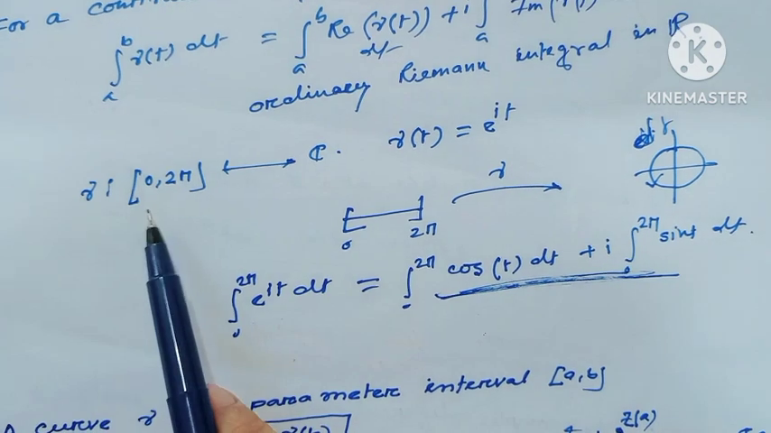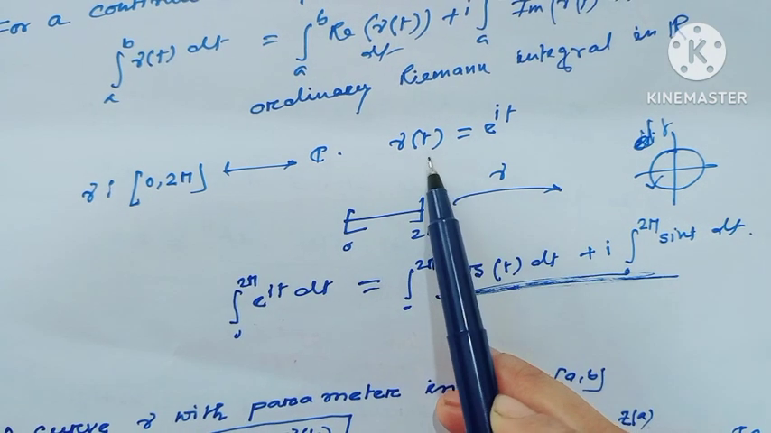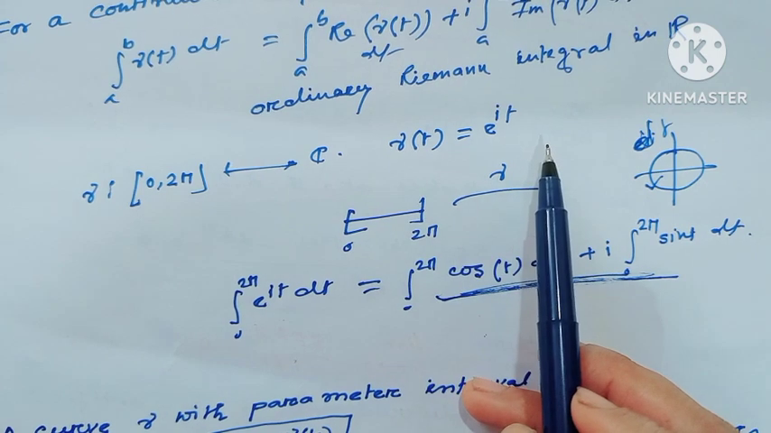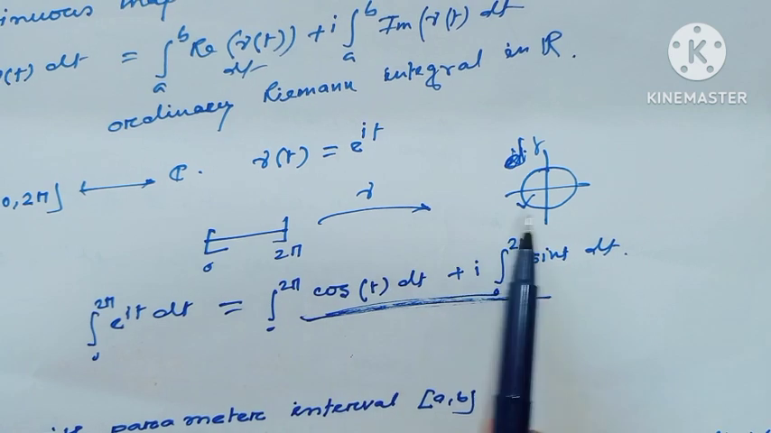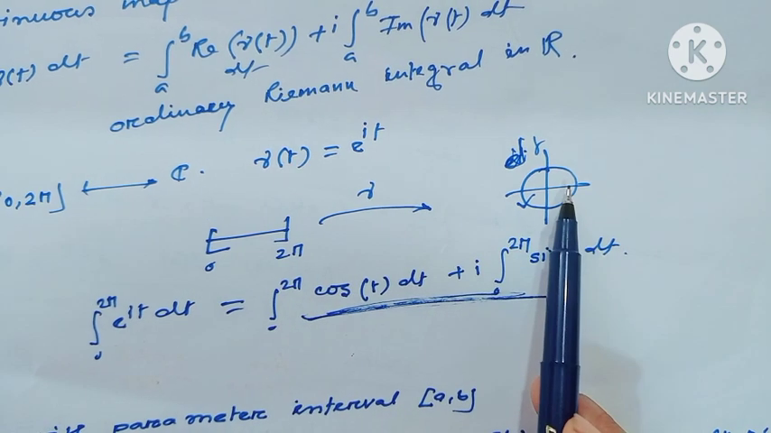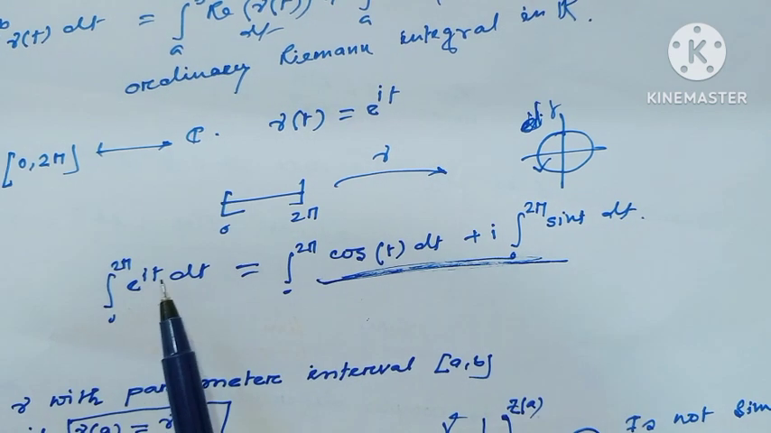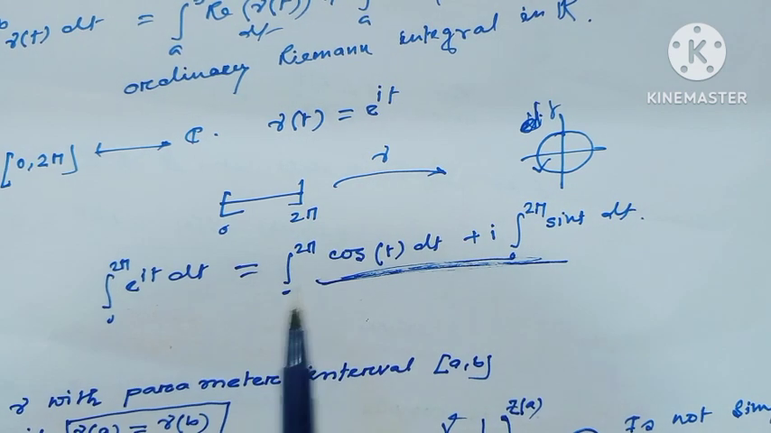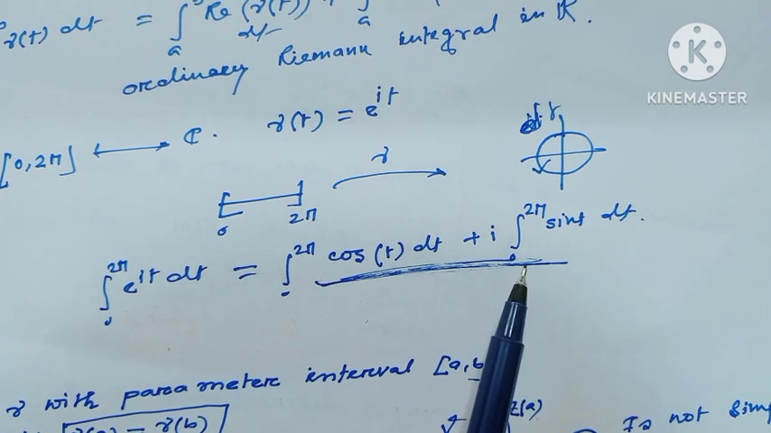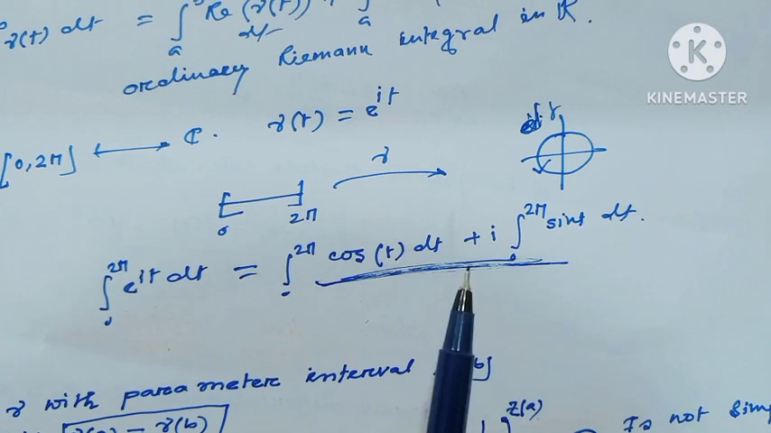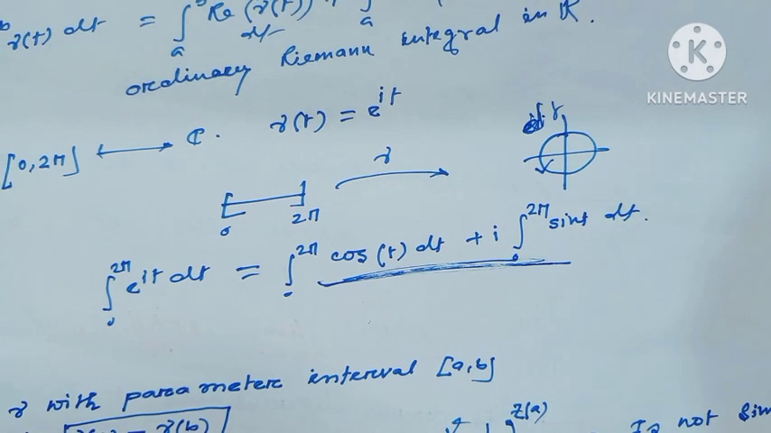If we consider the interval 0 to 2 pi to the complex numbers, then the mapping would be gamma(t) equals e to the power it, and the map is such a type of circle, where the integral is the integral from 0 to 2 pi of e to the power it dt, which is equal to the integral from 0 to 2 pi of cos t dt plus i times the integral from 0 to 2 pi of sin t dt. Just integrate it, then you will easily find the value.